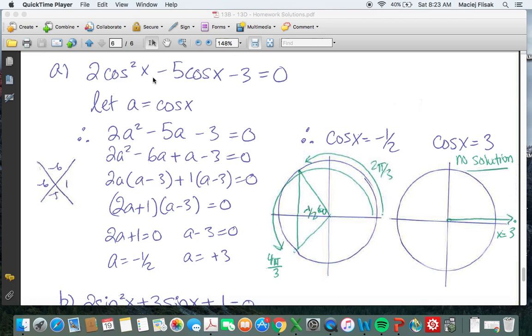But that's a. The problem's dealing with cosine though, so now I have to substitute the cosine back in. So instead of saying a equals negative a half, I can say cosine x equals negative a half. And instead of a equals 3, we can say cosine x equals 3. So here's two possibilities. First of all, when does cosine equal negative a half? Cosine is our x value, so when is x negative a half? These are positive x values, these are negative x values. Well, right here. This is negative a half right here. So there are two possibilities, this spot here or this point here. Those will both have a negative x value of a negative a half.